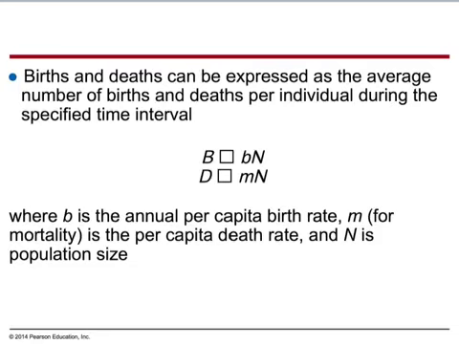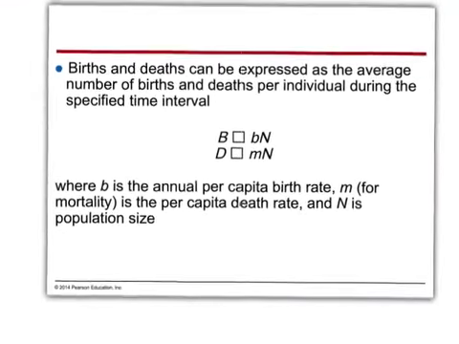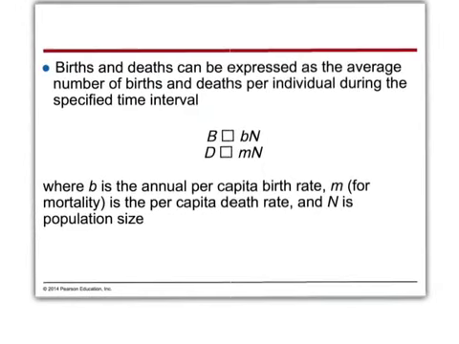Births and deaths can be expressed as an average number of births and deaths per individual during a specific time interval, so number of deaths per year. So B is the annual per capita birth rate. So what's the birth rate? They have 10 births per year. And then your per capita death rate is the mortality rate, or M, the average number of deaths per year.